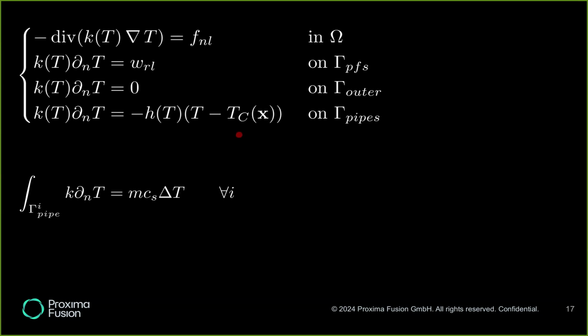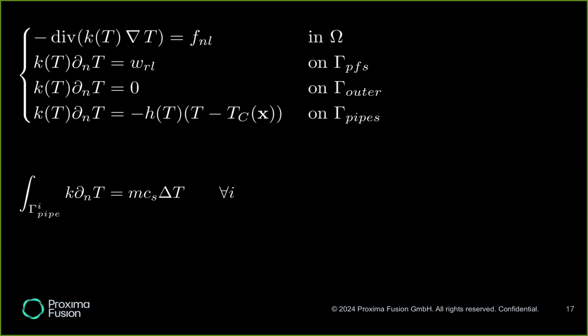Yeah, so we're solving a steady state heat equation where we have as a source term the neutron load that I showed you earlier. And on the plasma facing surface part of the boundary, we have the radiation load. Then the backside is insulated. And on the pipes, which is the interesting part, we have a Robin boundary condition to model heat extraction, which is proportional to the temperature difference between the actual unknown temperature and the temperature of the coolant.